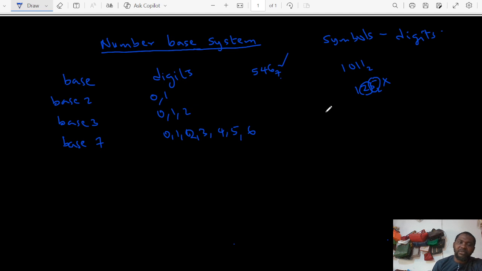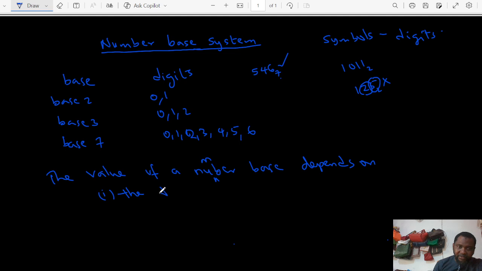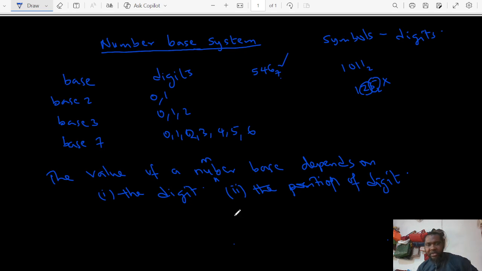Then the second thing for you to note is that the value of a digit in a number base depends, number one, on the digit itself, and secondly, on the position of the digit. So it depends on the digit and the position of the digit. And the beautiful thing is that we can convert a number from one base to another. So this is what I want you to note.